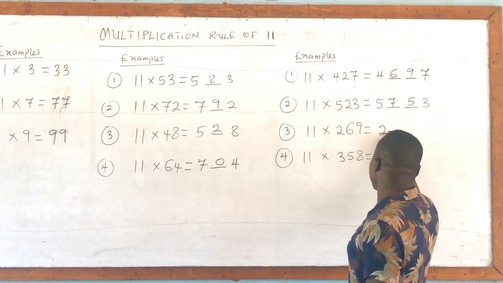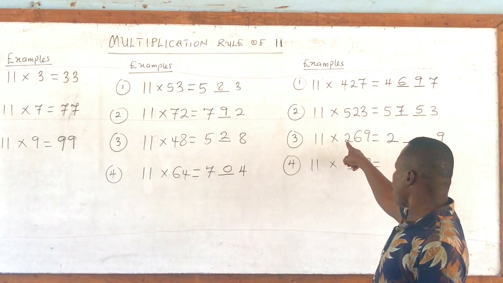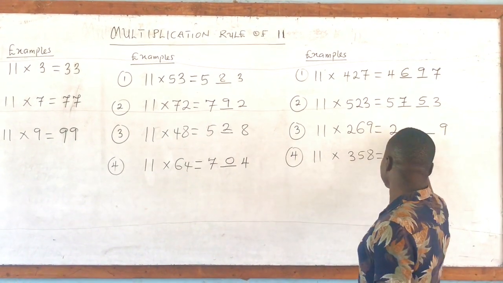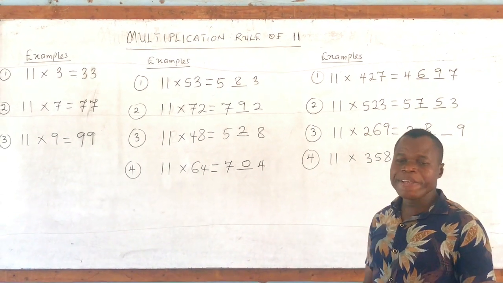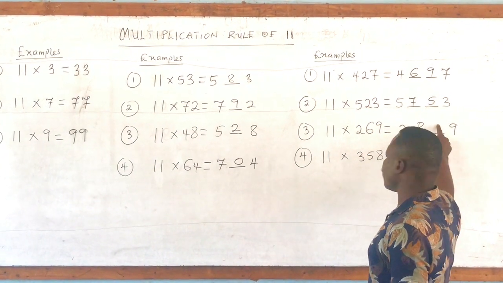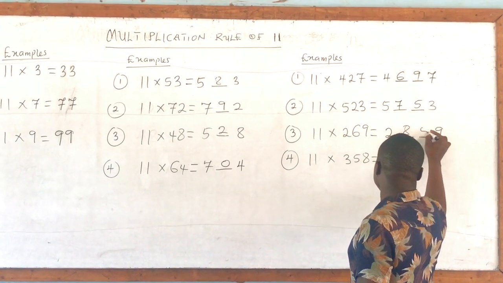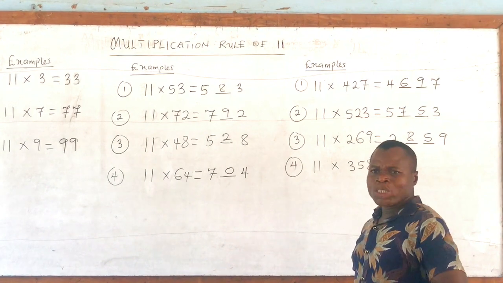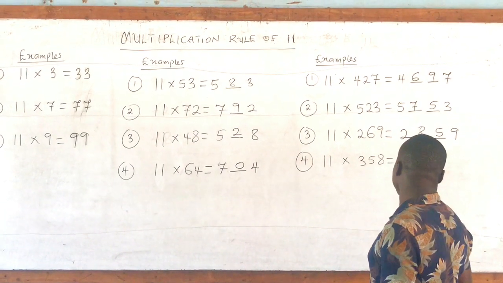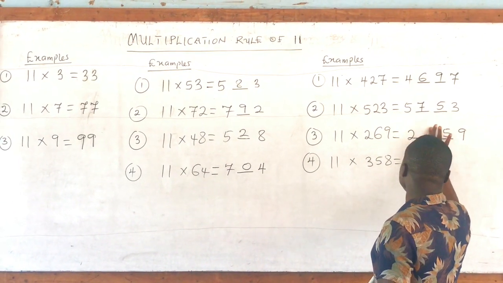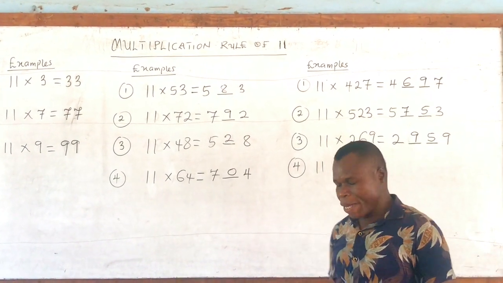Now, example 3. I have 269 multiplied by 11. What I'll do, I'll write my 2 here, write my 9 here, and leave 2 spaces. So this time around, I'll take 2 plus 6, that will be 8. Then 6 plus 9 will give me 15. But it will be wrong for me to write all the 15 here. What I'll do is that I'll write the unit digit of 15, which is 5, and keep the 1. Then I'll now add the 1 to the left digit, that is the digit before the 5. So if I add 1 to 8, it will change to 9, meaning 11 times 269 is 2,959.